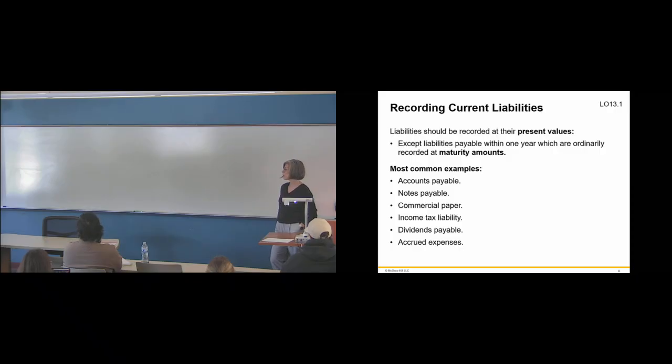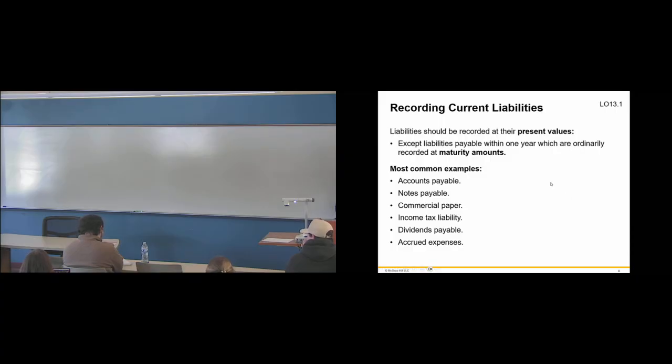Okay. So some common examples: everybody knows about accounts payable and notes payable, I think. Commercial paper is just a type of note payable. We'll talk a little bit about the characteristics of that. We have income tax liabilities, which are generated every time there's payroll. Dividends payable, you guys should know what those are. And then accrued expenses, that's more of a category. Some examples would be interest expense and interest payable, and salaries expense and salaries payable.